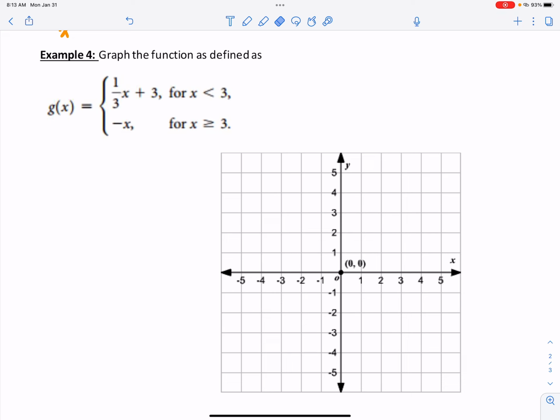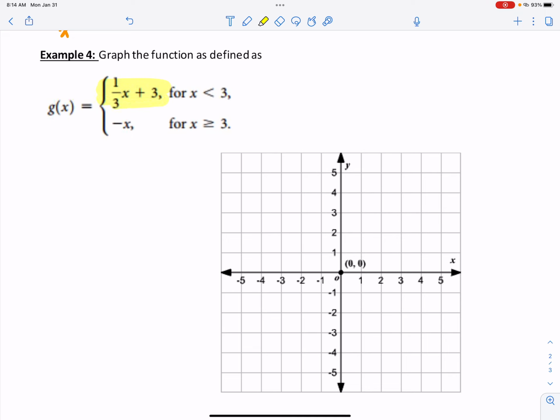Okay, so let's start on example number 4. I'm going to graph this piecewise function. It's a piecewise function because there are 2 parts: a first line and a second line. I'll use either equation depending on what my x values are. I'll use this top equation if my x value is less than 3, and I'll use this bottom equation if my x value is greater than or equal to 3. But let me not worry about that second part right now. Let me just focus on the top equation, 1/3 x plus 3. I want to graph that.